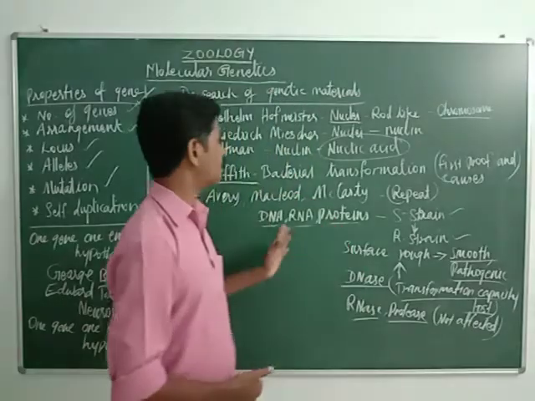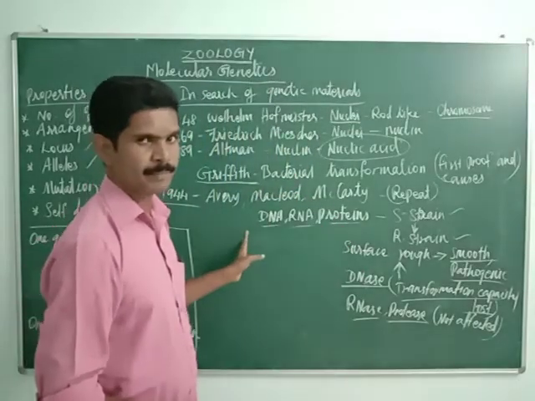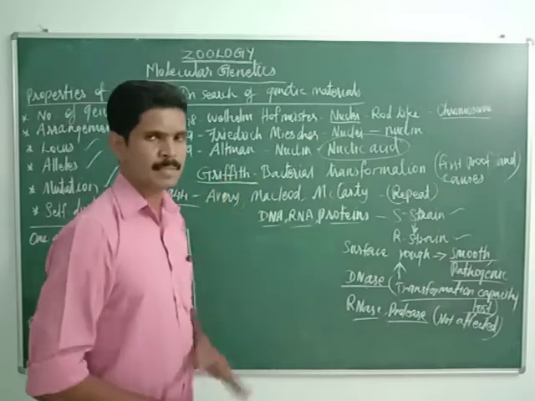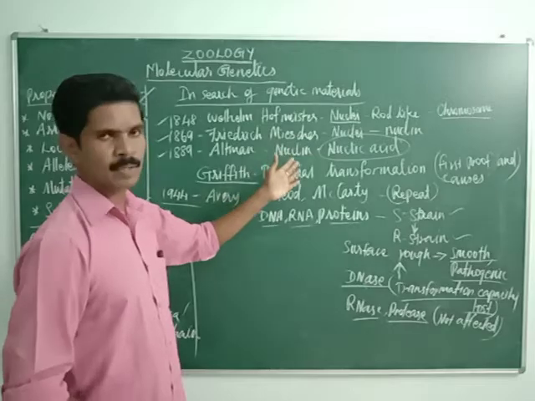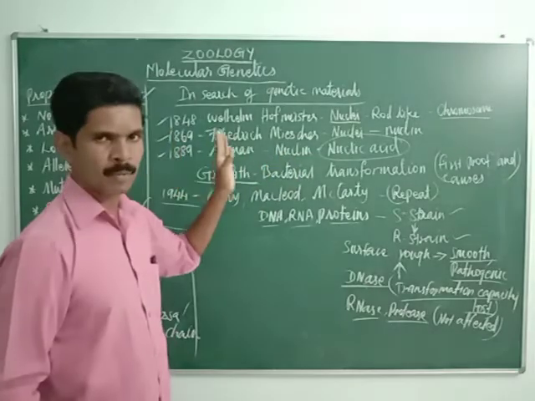So this is one of the important 5-mark questions: search of genetic material. Many 1-mark questions are asked on the years and the scientists' names. So it's very important for 1-mark questions.